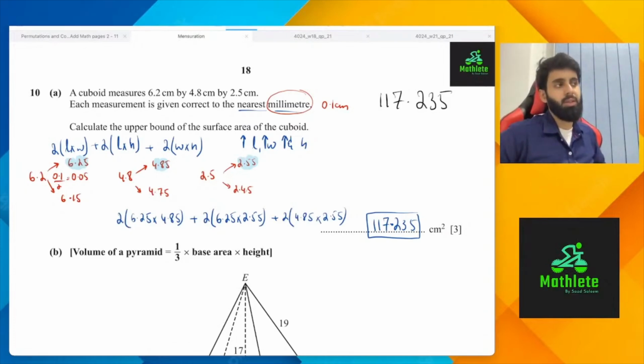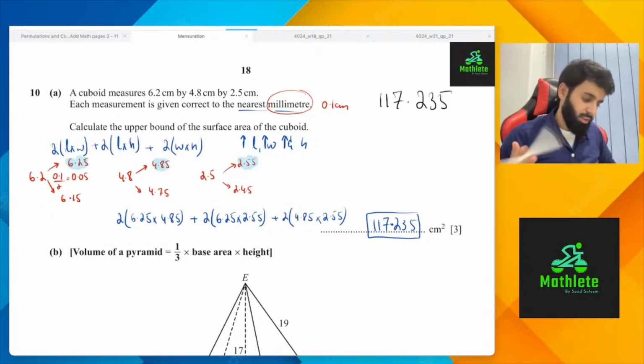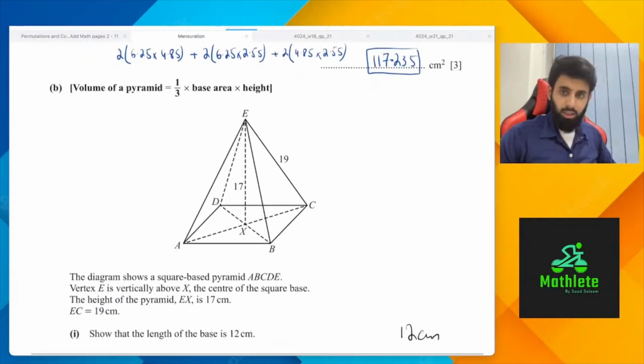How to convert millimeter square into centimeter square? So how do you go from millimeter to centimeter? You divide by 10. But if you want to go from millimeter square to centimeter square, you divide by 10 squared. So 1 centimeter is 10 millimeter. Nearest millimeter means 0.1 centimeter. Okay, now here's part B.